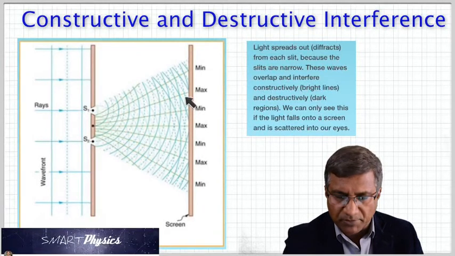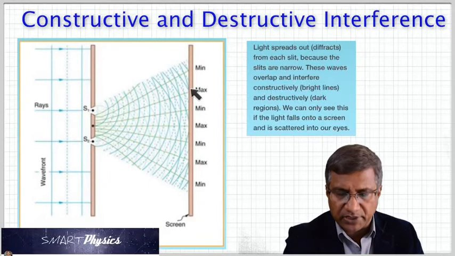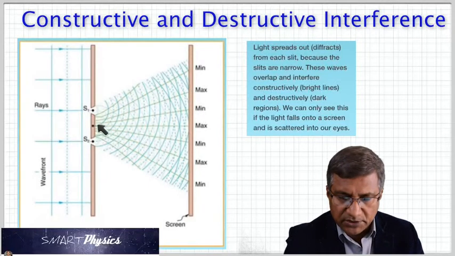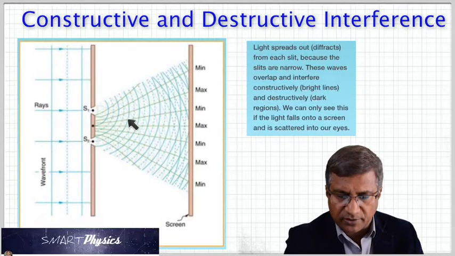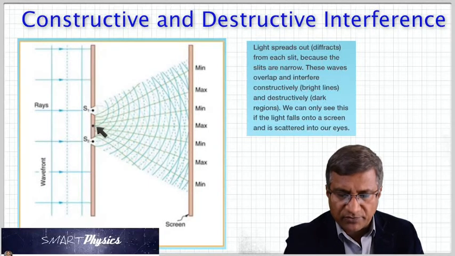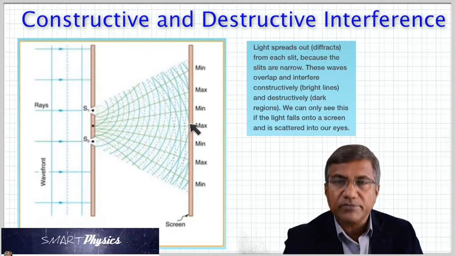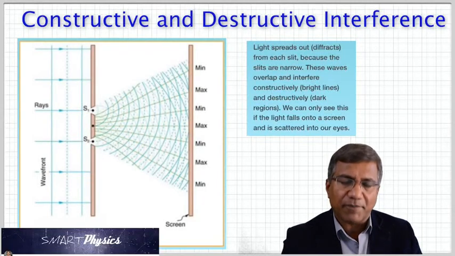That produces a maxima. A crest falling on a crest produces a maxima. So on the screen here, you will get maximum. But here you have points where you have crest and a trough. Trough and a crest, crest and a trough. So you get a minima. At the center of the screen, which is here, you're going to have a maximum. So at the center, you have a maximum.